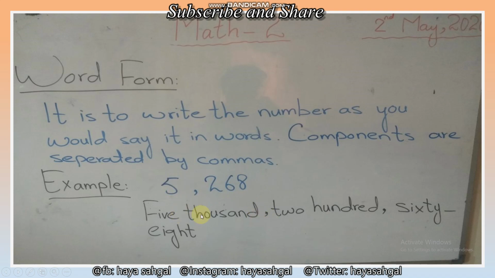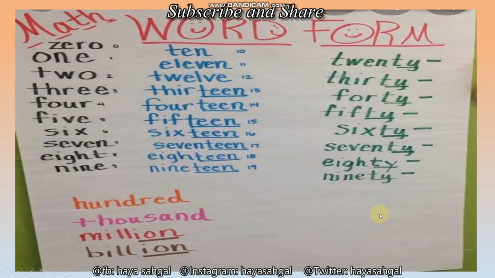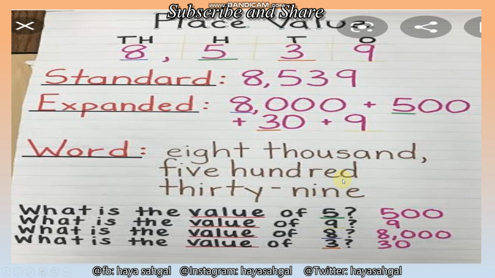So 5,268. All we have to do is write it in the form of spellings, in the form of words that are also separated with commas. Here actually, to write the number in word form, we must remember the spellings of the numbers. So here are the numbers. If you learn the spellings of these numbers, you can easily write any number in word form.